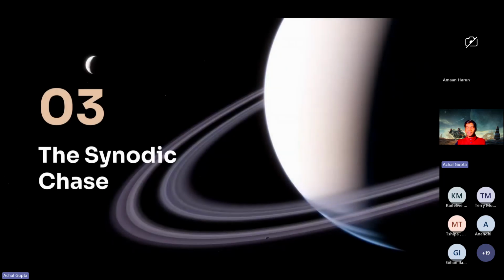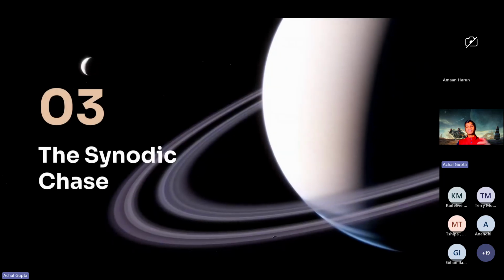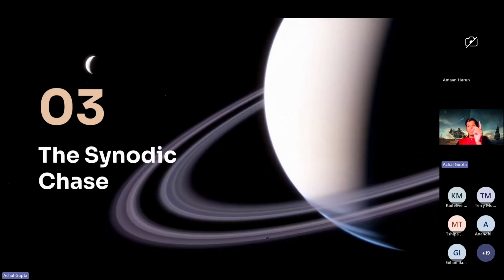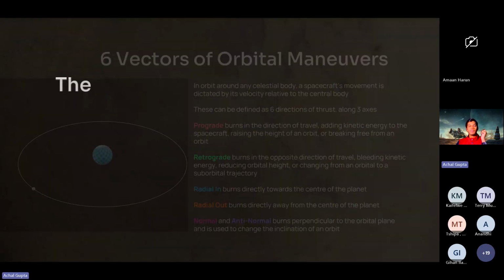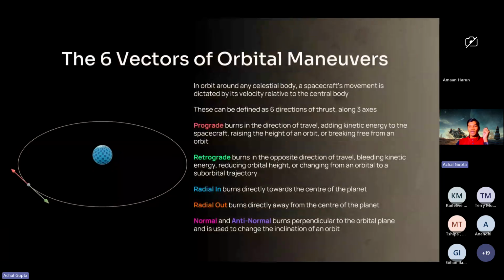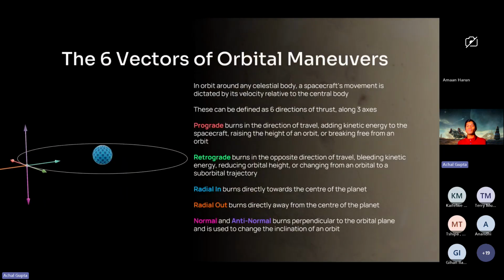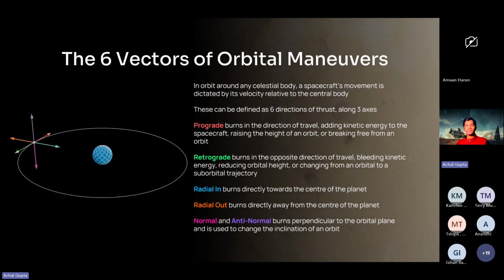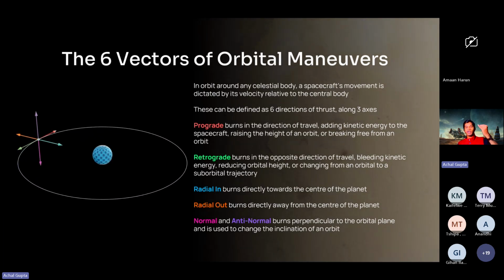Now that we've explored the Earth system, it's finally time to leave the Earth's sphere of influence and head towards our nearby planets. Before we do that, though, we need a metric for knowing where up, down, left, right, forward, backwards is, because we no longer have that now that we're so far away from the Earth. So in spaceflight, the 6 directions of thrust are prograde, retrograde, radial in and out, and normal and anti-normal.